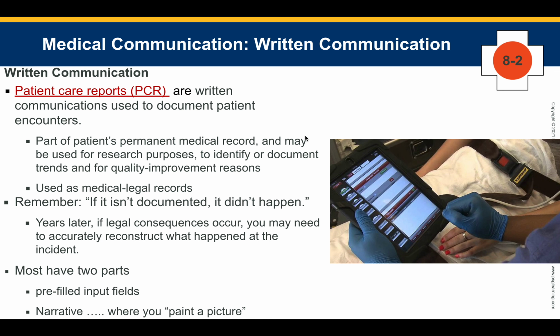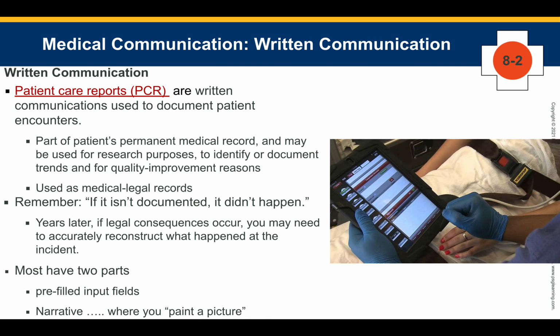So PCRs provide a lot of data over the years on different illnesses and injuries we might see. So that's one part of it. The second part is that they are legal records. So if something comes up and someone files a lawsuit, or maybe there's a malpractice issue, whatever it is, we need to document what happens, right?